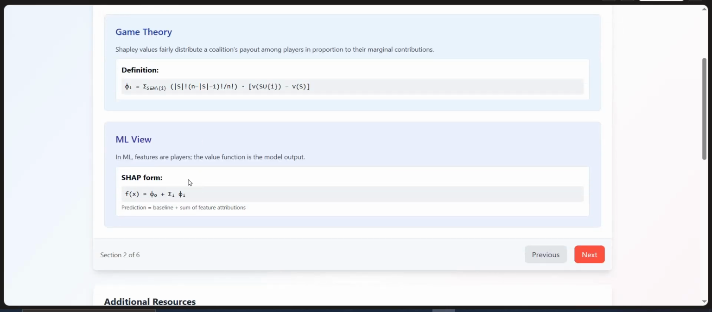In machine learning terms, we treat features as players, and the model output is the value function. The SHAP form looks much simpler. You can see here f of x equals phi 0 plus the sum of phi i. So the prediction is equal to a baseline plus the sum of feature attributions.